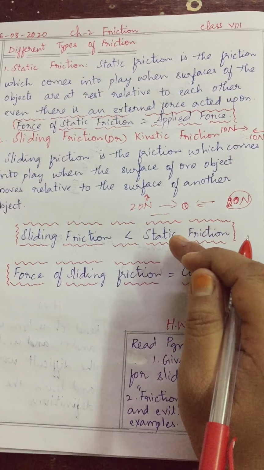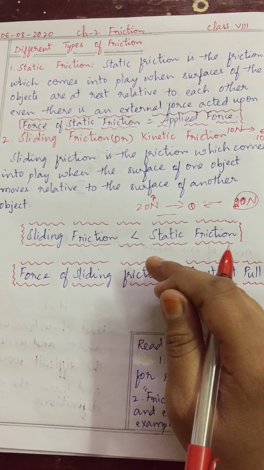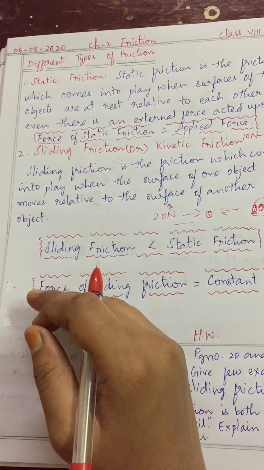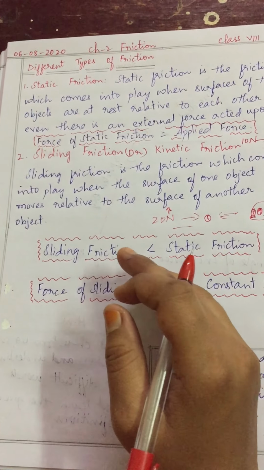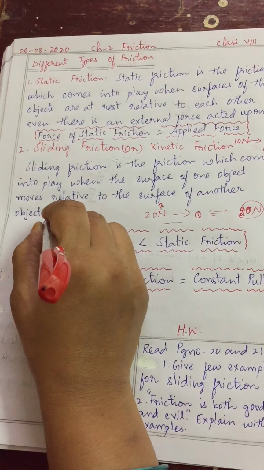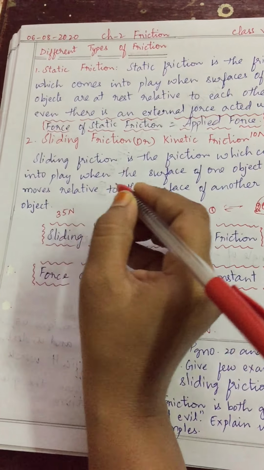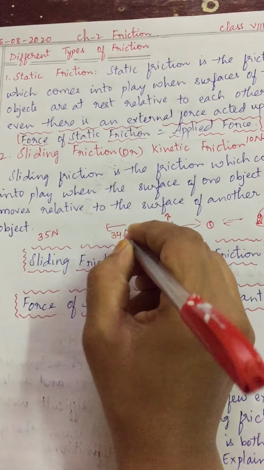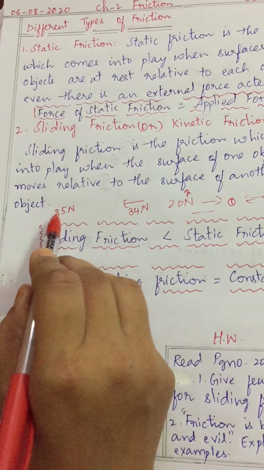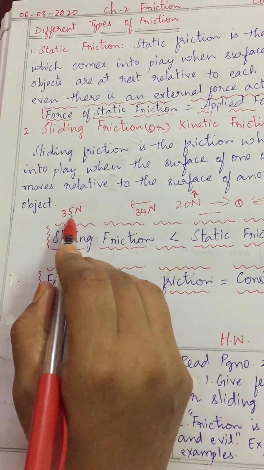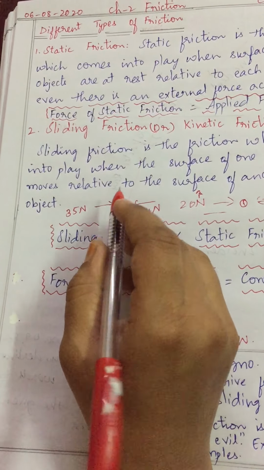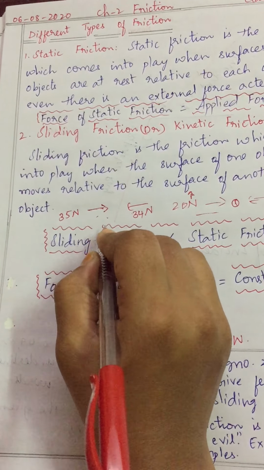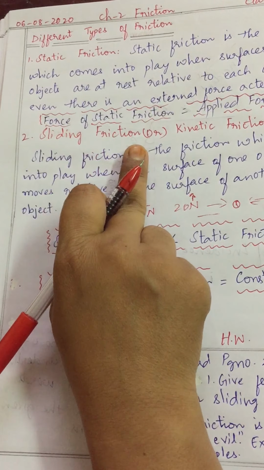At last, if you increase your pushing force further, the body starts moving. Why do you think the body starts moving? Because you are applying more force. Suppose you are applying 35 Newton of force, and from the opposite direction static friction is applying only 34 or 33 Newton. Here the forces are not balanced, both are not equal. That's why the object starts moving. When the object starts moving, static friction ends and sliding friction starts.